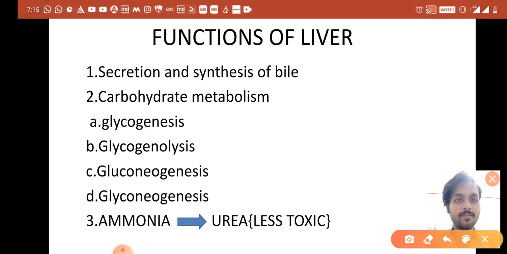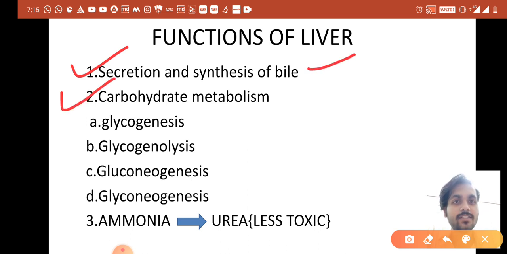Functions of liver. First function is secretion and synthesis of bile. As we know that hepatocytes secrete the bile in the bile canaliculi, and from there it is drained by the interlobular bile duct, and then it reaches the gallbladder where it is concentrated. So first function is synthesis of bile.